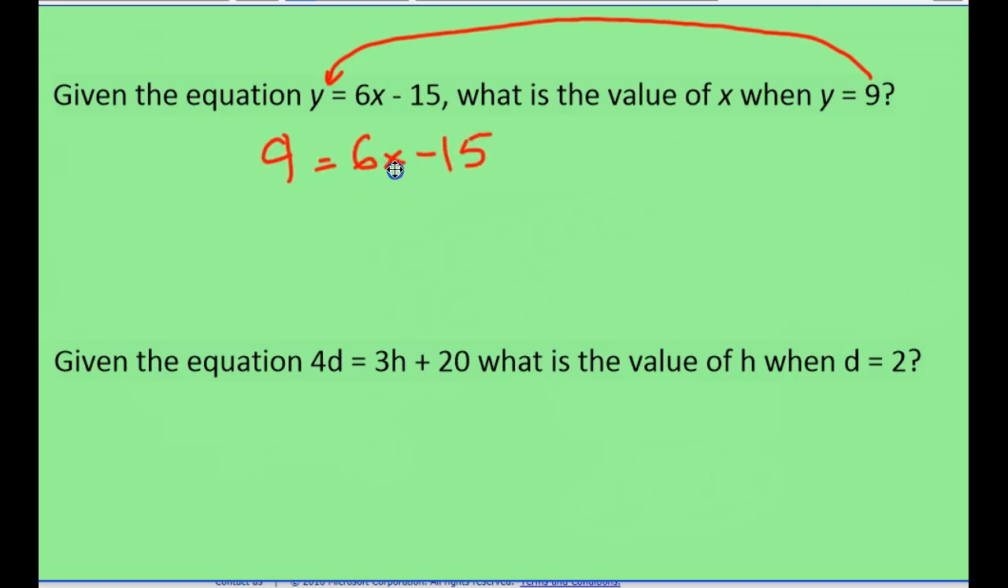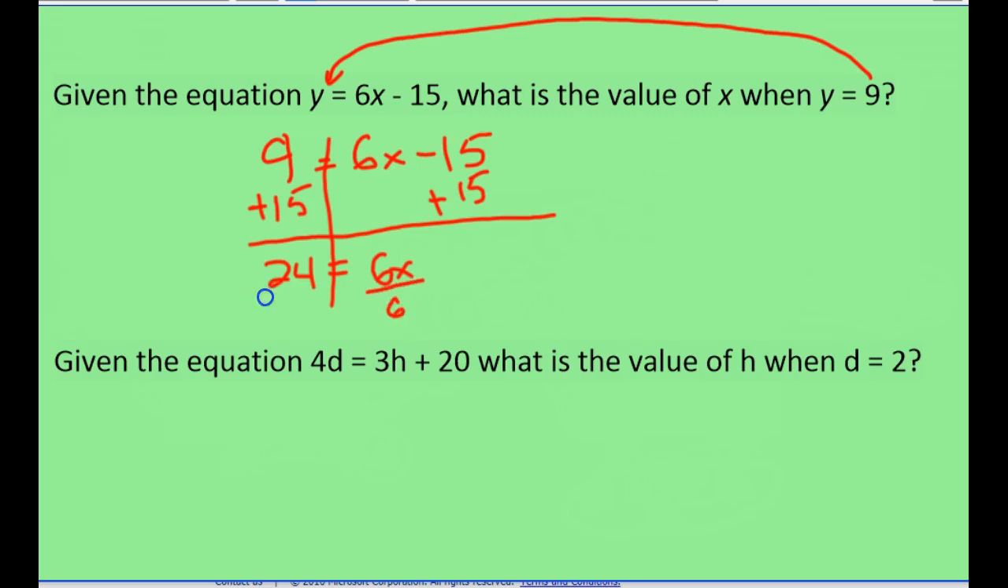Well, first of all, we need to get x by itself, so we need to add 15. Nine plus 15 gives us 24, and that equals 6x. Now to get x by itself, we need to divide by 6. So after all of that, our x equals 24 divided by 6, which is 4.